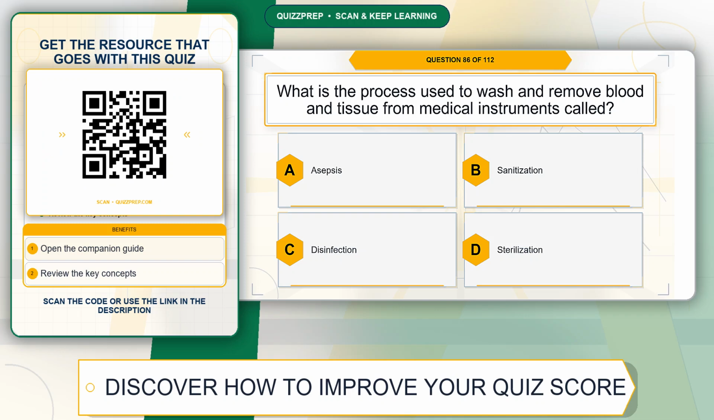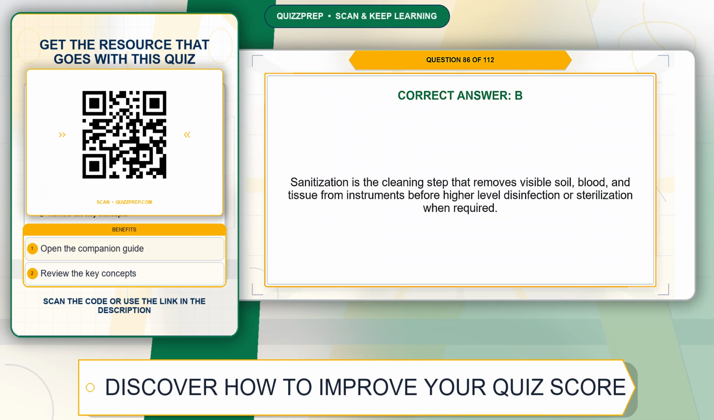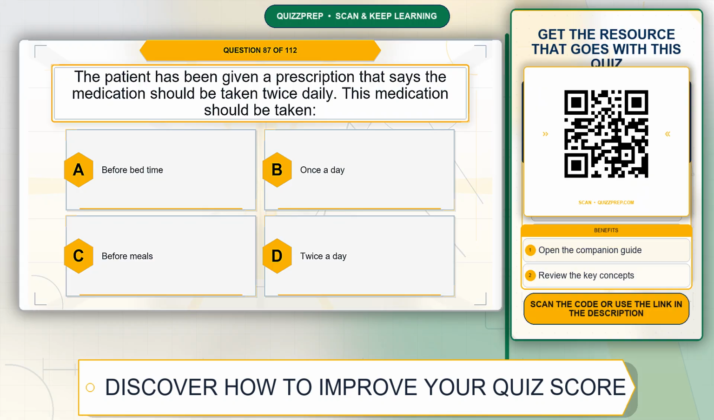Question 86. What is the process used to wash and remove blood and tissue from medical instruments called? Option A, asepsis. Option B, sanitization. Option C, disinfection. Option D, sterilization. The correct answer is option B, sanitization. Explanation. Sanitization is the cleaning step that removes visible soil, blood, and tissue from instruments before higher-level disinfection or sterilization when required. Question 87. The patient has been given a prescription that says the medication should be taken twice daily.